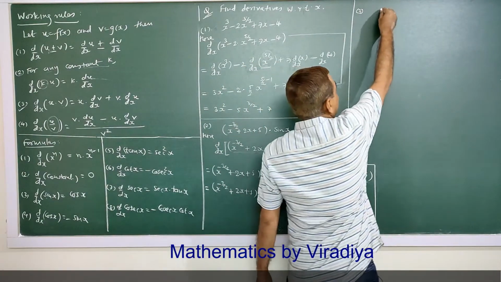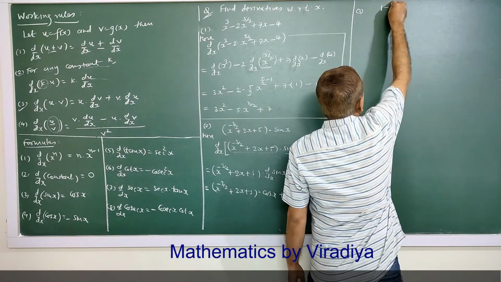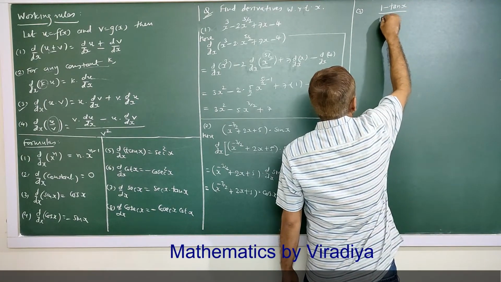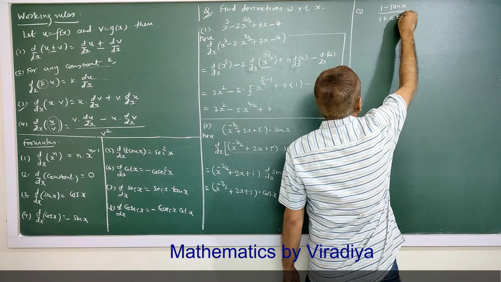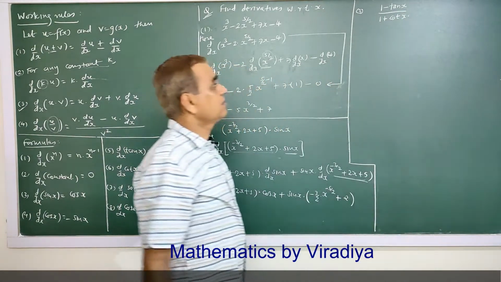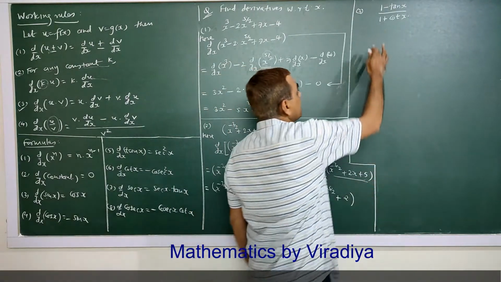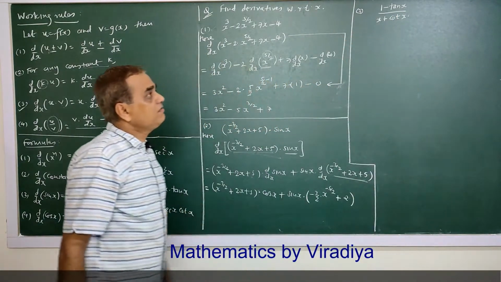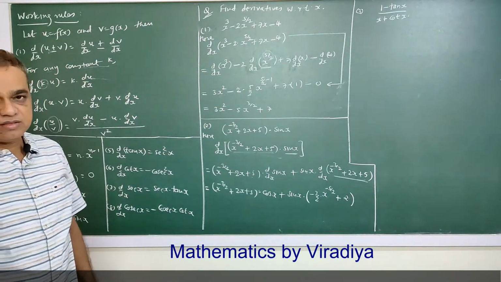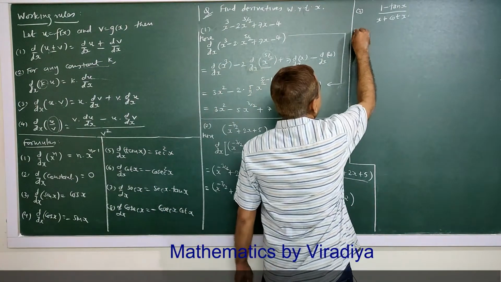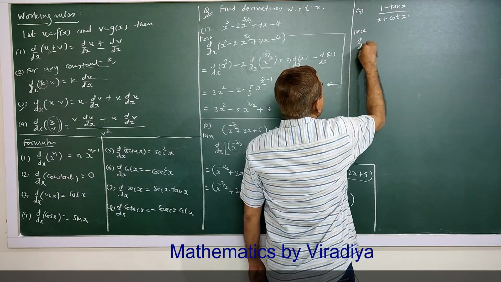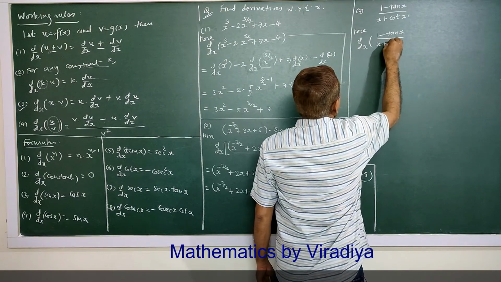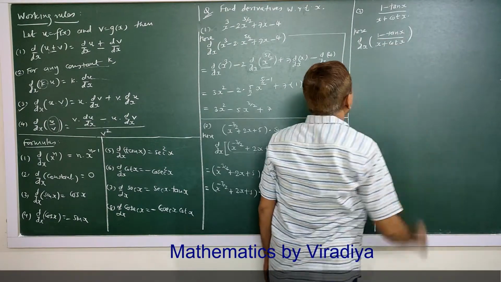Then third question, obtain derivative of (1 minus tan x) upon (x plus cot x). We want the derivative of this function. So d by dx of (1 minus tan x) upon (x plus cot x).